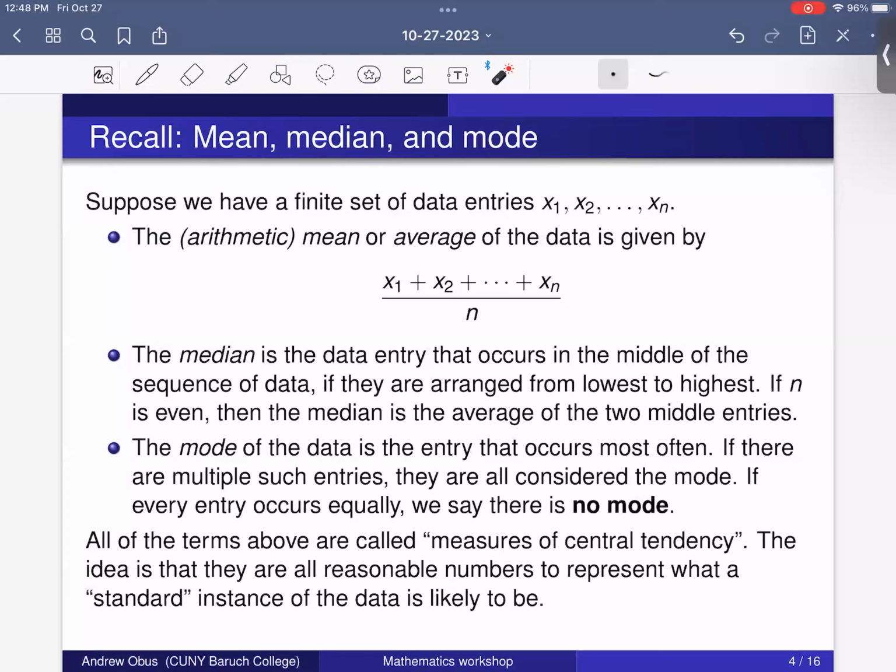of central tendency are. If we have a finite set of data entries that we call x1, x2, all the way up through xn, then the arithmetic mean, or the average, is just the sum of all the data entries divided by n. That's the number that we have. The median is the data entry that occurs in the middle of the sequence of data if they're arranged from lowest to highest. And if n is even, then the median is the average of the two middle entries.